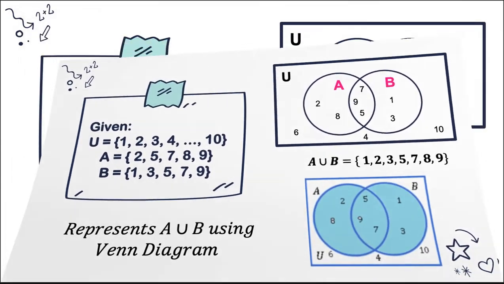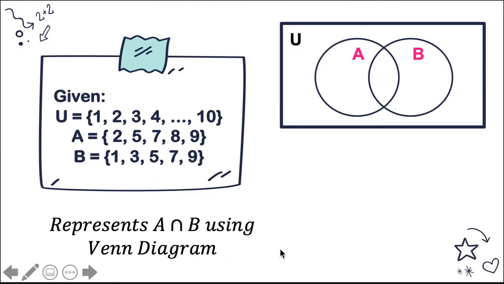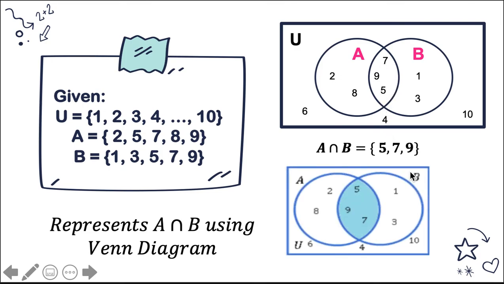Next, how are we going to represent A intersection B using the Venn diagram? The same thing that we did a while ago, you will just put all the elements here, starting from their intersection, and the other elements of sets A and B, and then the elements in the universal set. Then get A intersection B, and these are the elements which are common to both sets, and these elements are 5, 7, 9. Looking at the Venn diagram, it is where the two circles overlap. So therefore, the representation will be just like this.